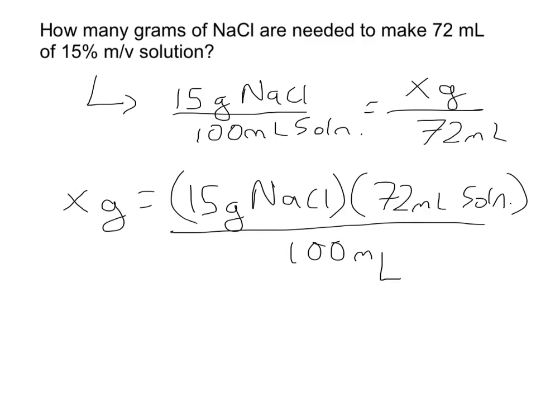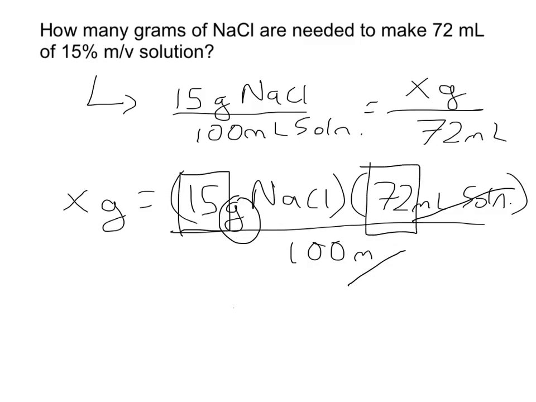This gives 10.8, and then I'm going to check my units. The milliliters both cancel out, so I'm left with grams as my units. Now I'll look at my significant figures. I have two significant figures in the grams, two significant figures in the milliliters, so I have 11 grams of NaCl.